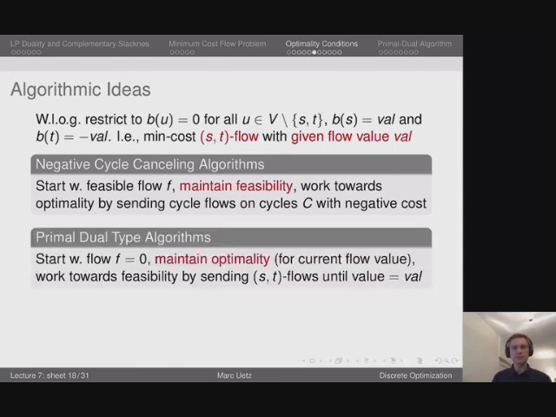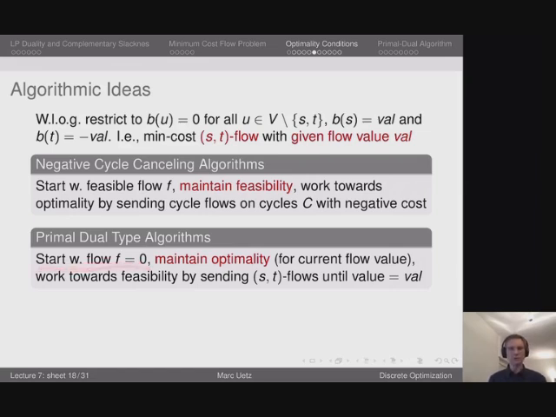The other class of algorithms, and that's the one that I'm going to explain in the rest of this lecture, is a primal dual type of algorithm. Here the optimality proof relies on non-existence of negative cost cycles at the end. Here the optimality proof will rely on the non-negativity of the reduced costs at the end. So the fundamental idea is different here.